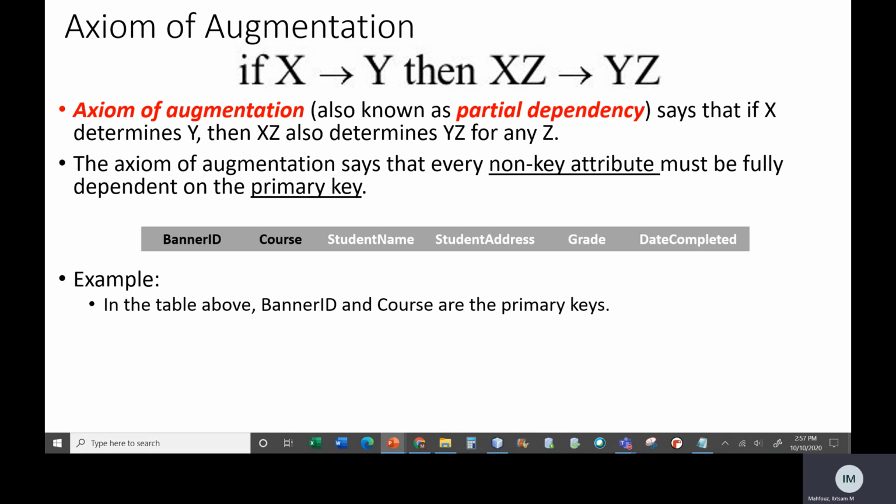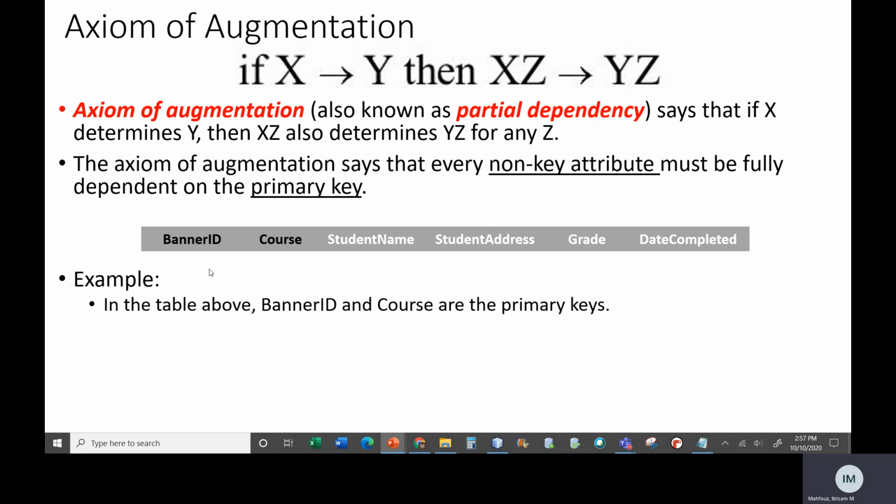There's another axiom called the axiom of augmentation. If I know that X functionally determines Y, and you give me X and Z, then I know that it determines Y and Z. This is called partial dependency. And when we start talking about how to do normalization, these axioms will come into play and we'll refer to them. That's why we're covering them now, and then we're going to refer to them later in the following classes. So let's look at an example here.